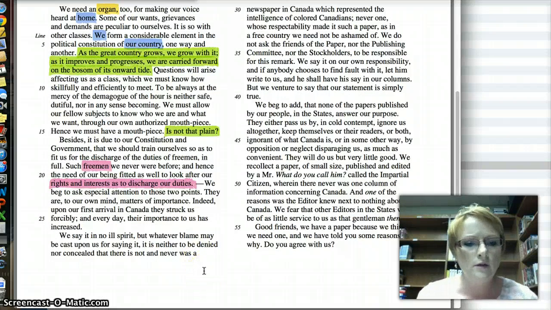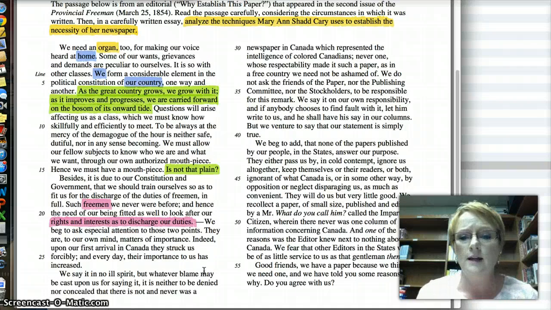We say it in no ill spirit, but whatever blame may be cast upon us for saying it, it is neither to be denied nor concealed that there is not and never was a newspaper in Canada which represented the intelligence of colored Canadians. Never one whose respectability made it such a paper, as in a free country we need not be ashamed of. We do not ask the friends of the paper, nor the publishing committee, nor the stockholders to be responsible for this remark.